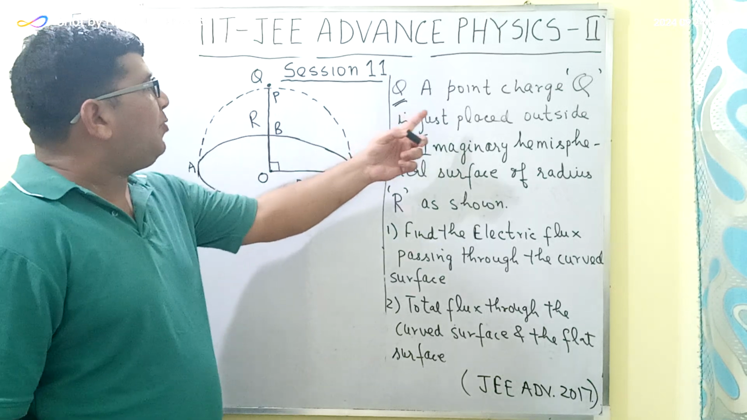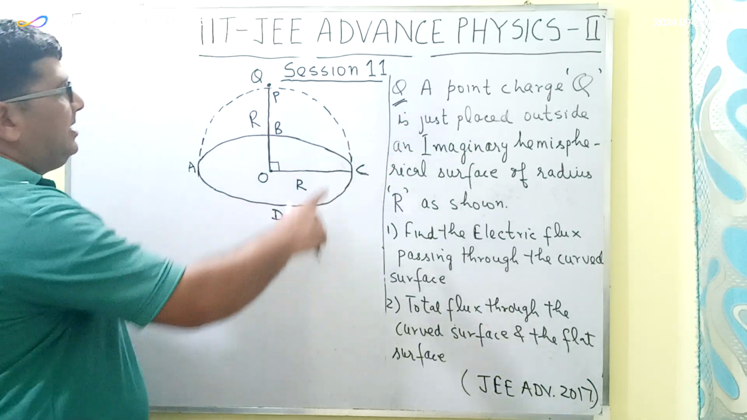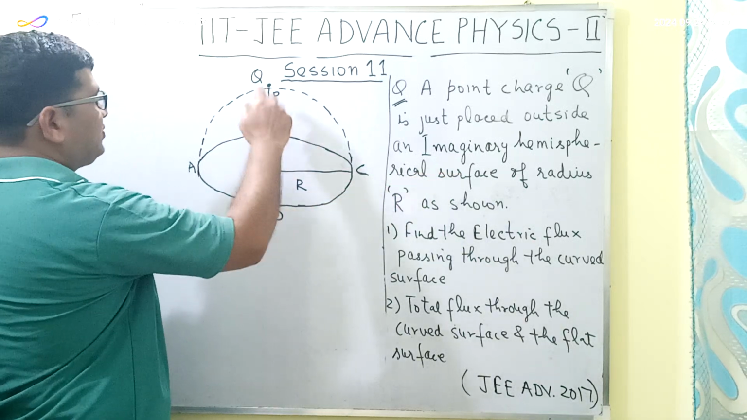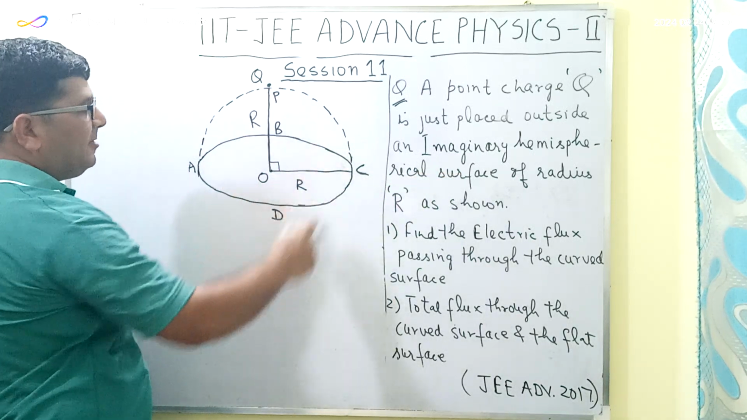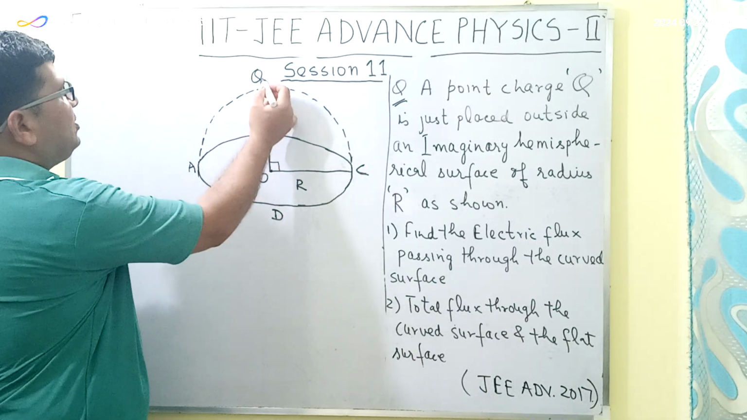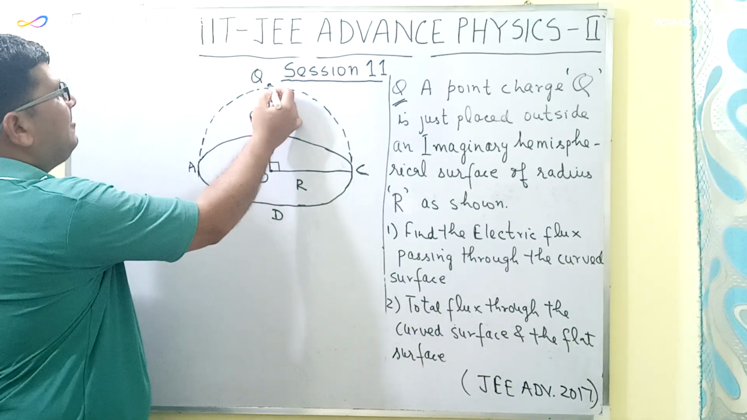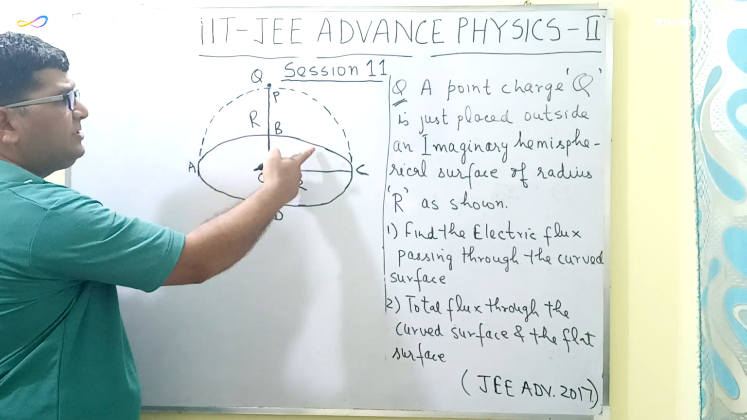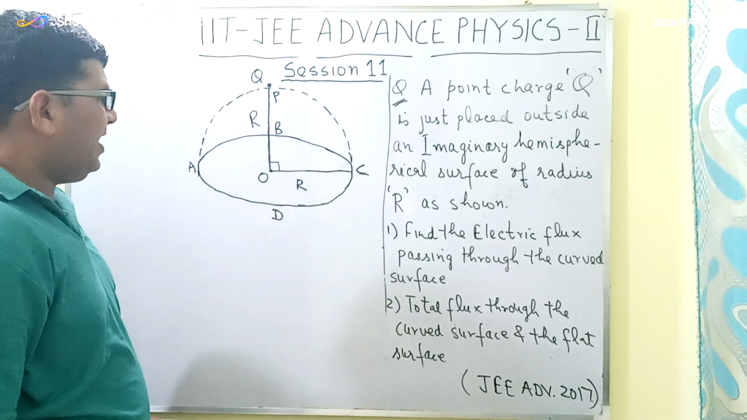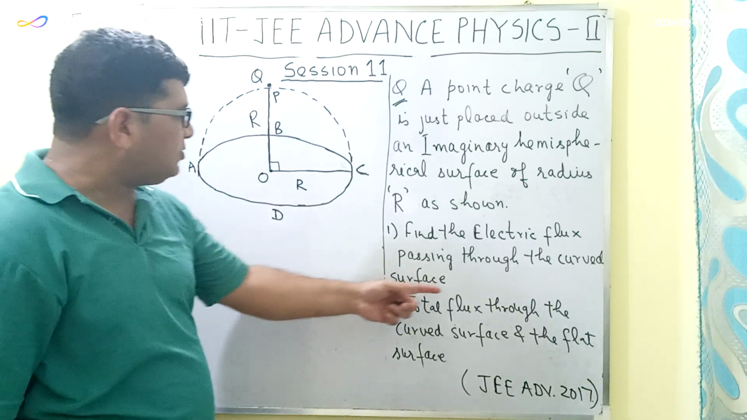So the question here is, the point charge Q is just placed outside an imaginary hemispherical surface of radius r as shown in this figure. So this is the figure which was provided along with this question. So this is a charge Q which is just placed outside this imaginary hemispherical surface at this point, say P. So we have to find the electric flux which is passing through the curved surface.